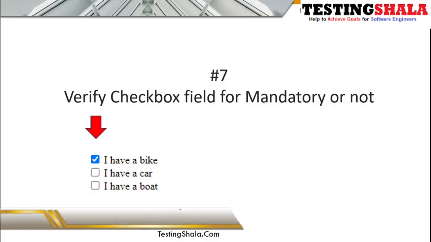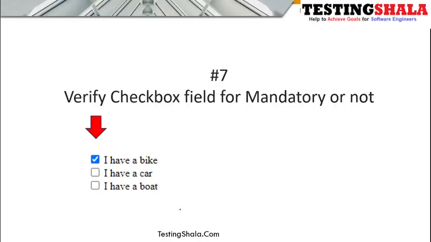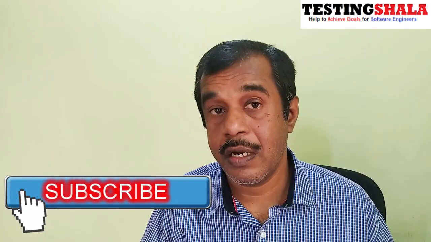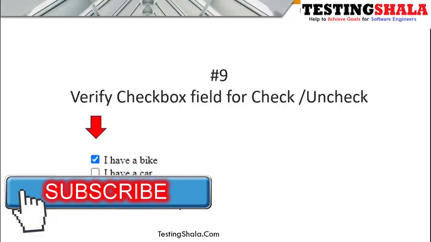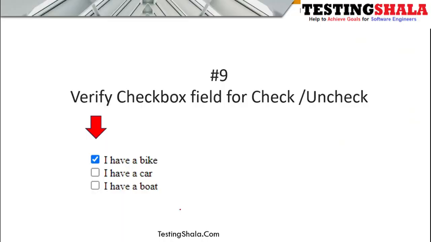Then we should also check whether the given checkbox is mandatory or not. If it is mandatory, without selecting the checkbox, I should not be able to move on to the next field. Even if I move on to the next field and click on submit, it should throw an error message saying that you missed selecting the checkbox. The next scenario is whether it is multi-selectable or not. If the checkbox is multi-selectable, then it should work appropriately. Then the next scenario is whether the checkbox can really be checked or unchecked. There are certain times I am not able to check, and not able to uncheck as well. That kind of validation you should also do.